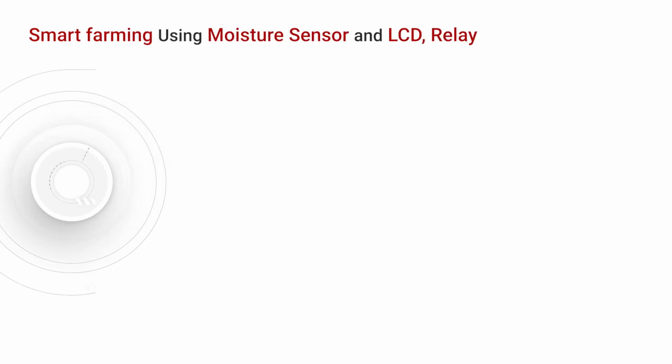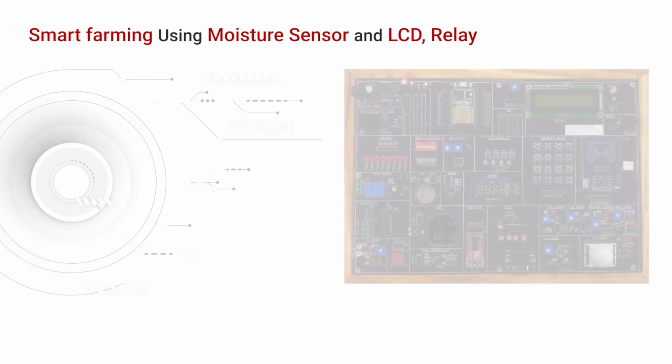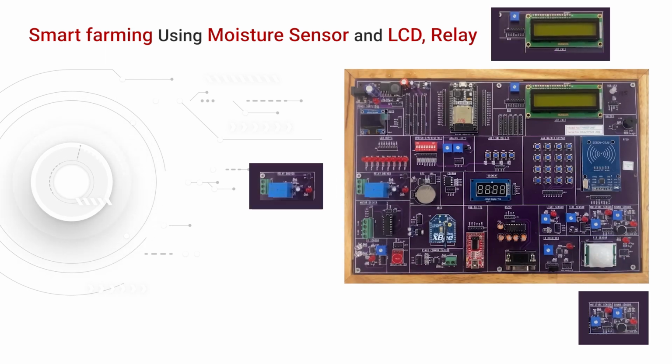Let us see a cloud experiment for smart farming using moisture sensor and LCD relay. Moisture sensor is an input and LCD and relay is output.